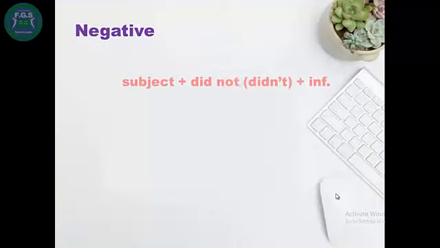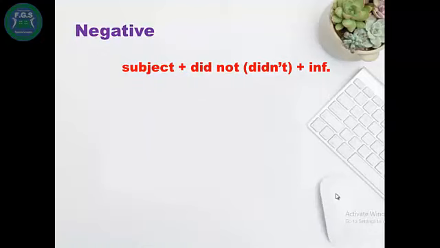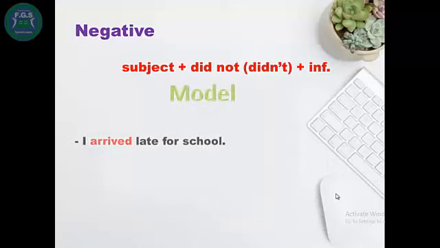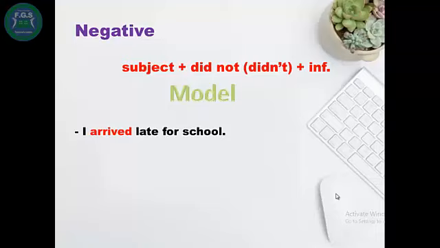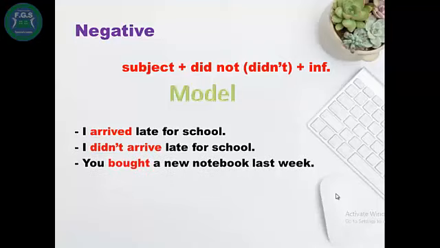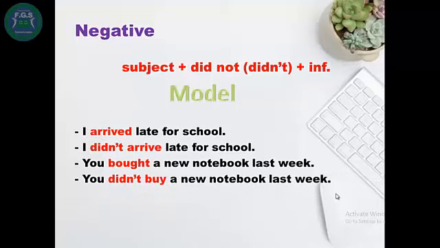Negative: we form the negative using the subject plus did not or didn't plus the infinitive. Model: I arrived late for school. I didn't arrive late for school. Didn't plus the infinitive, arrive. You bought a new notebook last week. You didn't buy a new notebook last week. Didn't plus the infinitive, buy.